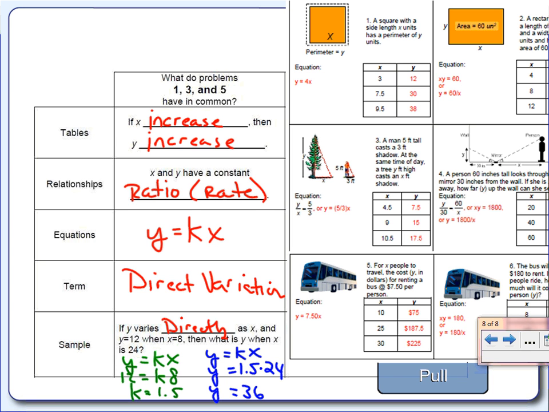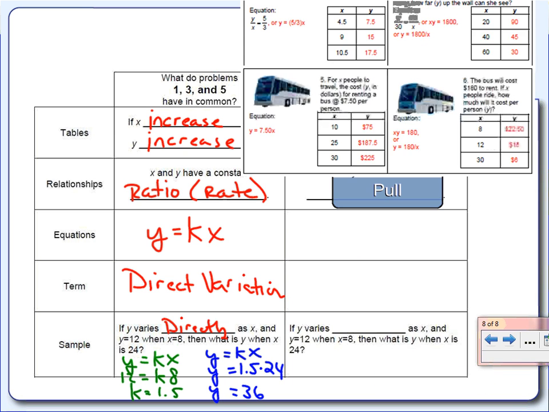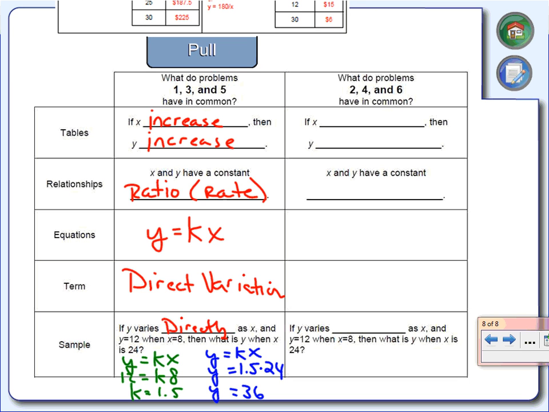36. Like I said, you'll be getting a couple of those here in a minute. All right, so let's do the same thing with the other three. On the other side, it says, what do you notice about problems 2, 4, and 6?